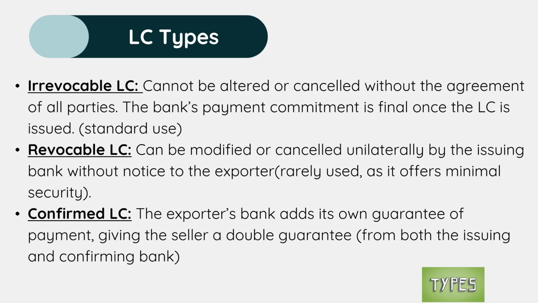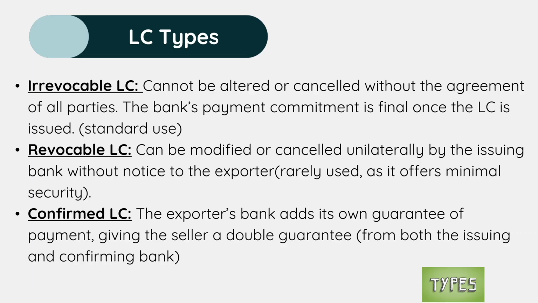The other is the revocable LC, which is very rarely used. This type of LC can be modified or cancelled unilaterally by the issuing bank without notice to the exporter. So in this LC, the importer can cancel the letter of credit without the consent of the exporter. This is not safe from the exporter's point of view, but it is safe from the importer's point of view. An irrevocable LC you cannot revoke without the consent of the seller, so for the seller, an irrevocable LC is safer.